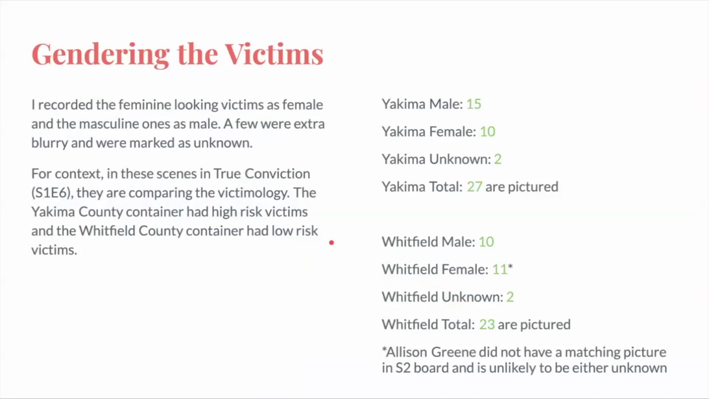For context, in the scenes I got some of the pictures from, they're comparing the victimology of the 2 containers. And so in the Yakima container, there were high-risk victims, and in the Whitfield container, there were low-risk victims. In the Yakima container, I counted 15 men and 10 women, and 2 were unknown. There were 27 total pictures. So in this one, it does seem like he has a slight male preference. But in the Whitfield shipping container, there were 10 male, 11 female, and 2 unknown, with 23 total pictured. So it's a little more even.